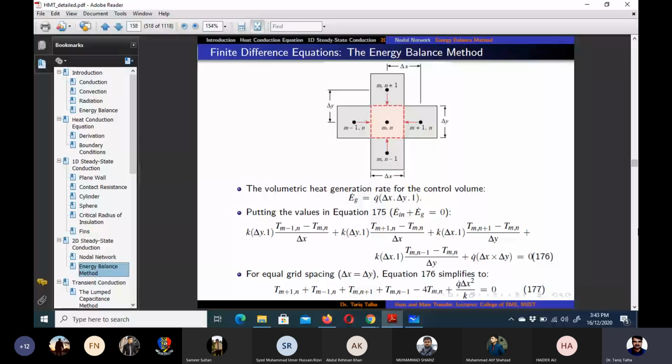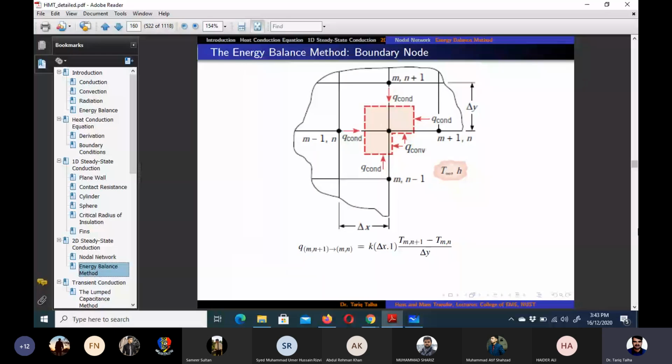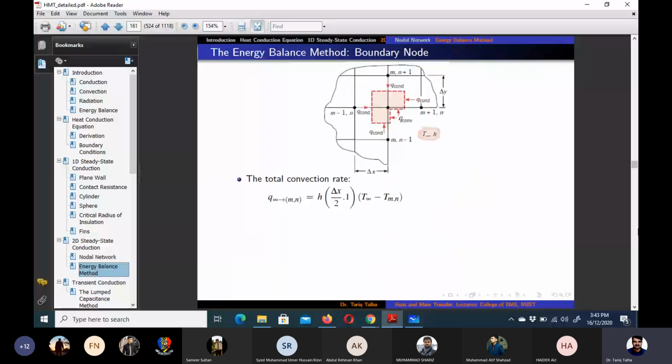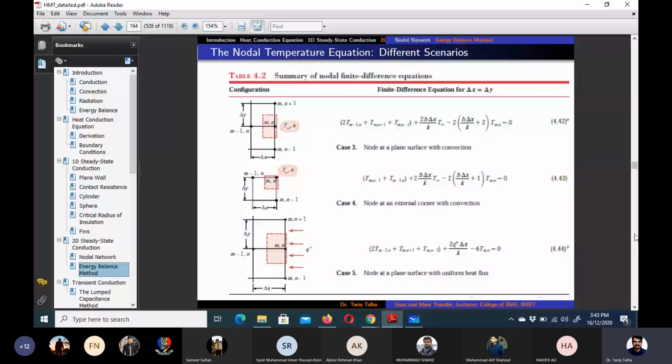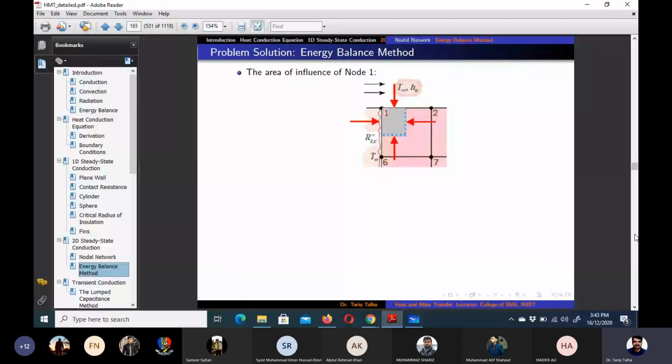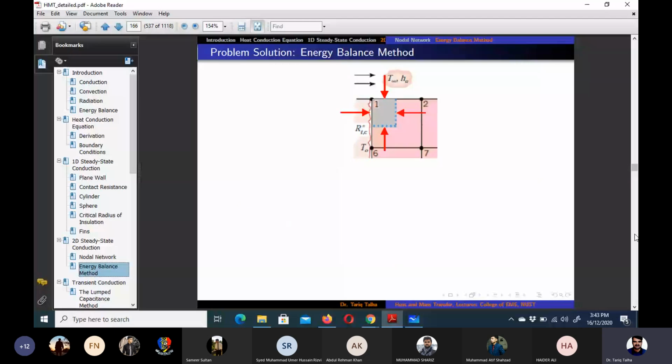So we discussed different cases, how to handle convection, that is by using Newton's law of cooling. And then at the end of the class, we did one numerical for this energy balance method, that was for some electric bus bars. So we discussed this thing.